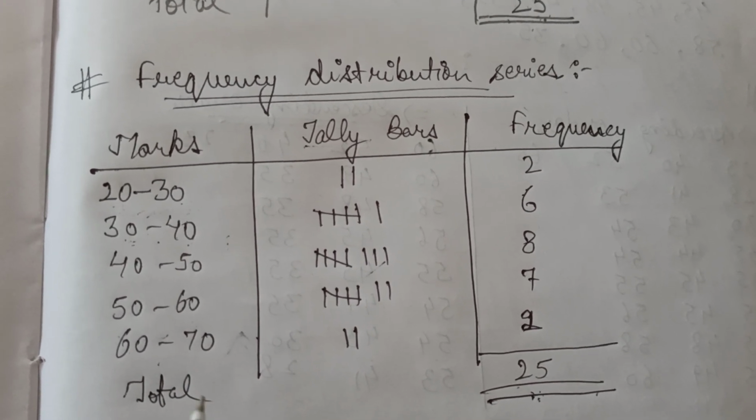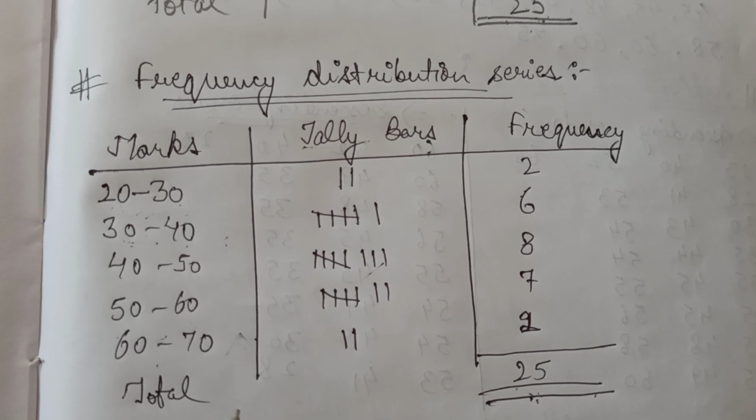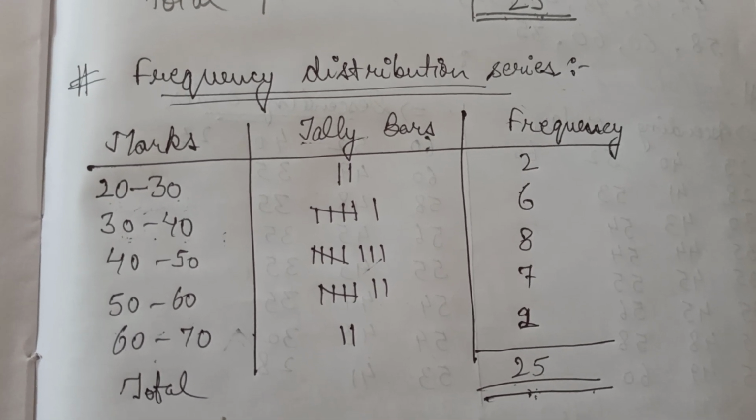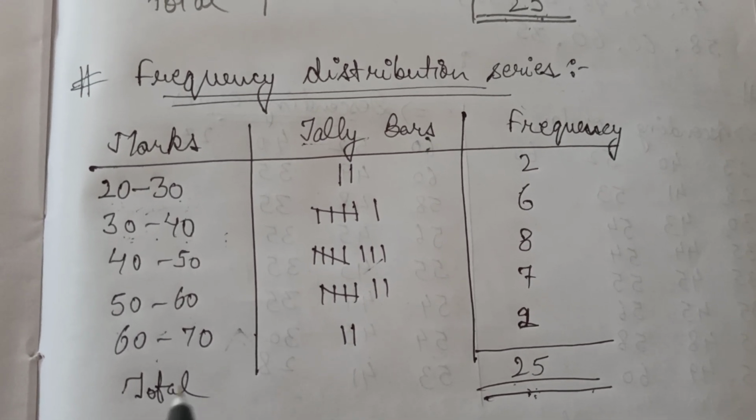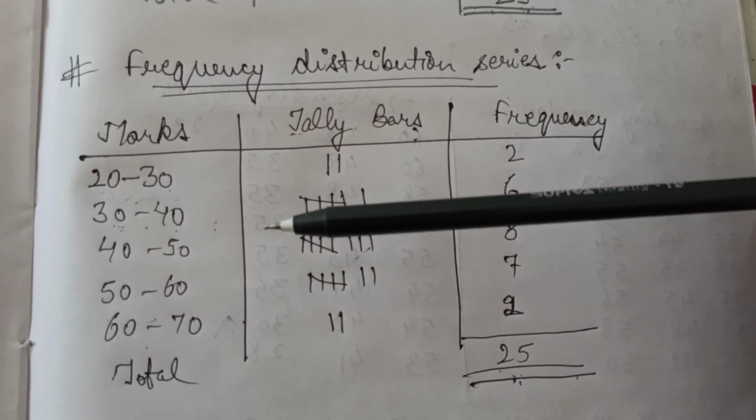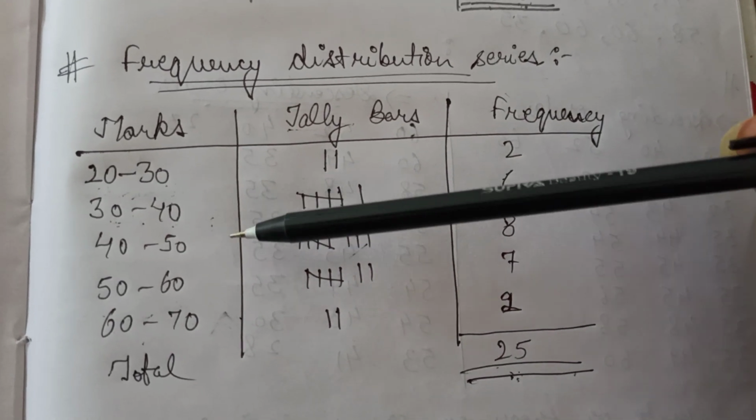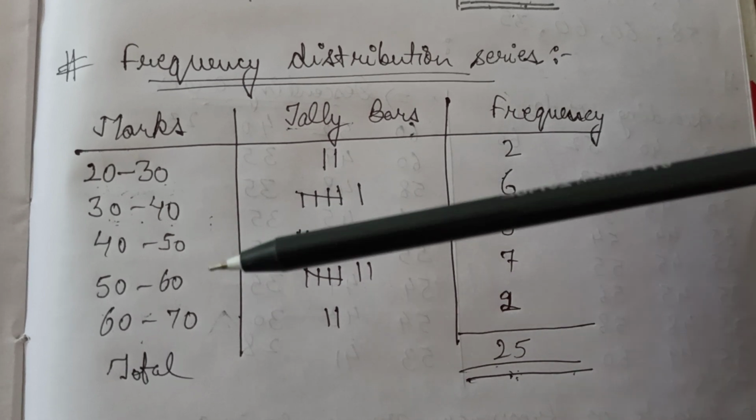Now I will explain to you the various terms related to the frequency distribution series. The first term is the class. Now what is a class? What I divided this data into are classes, that is, 20 to 30, 30 to 40, 40 to 50. These are the classes.